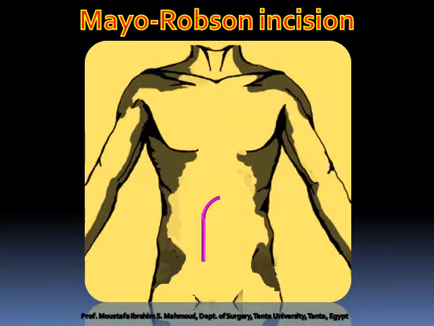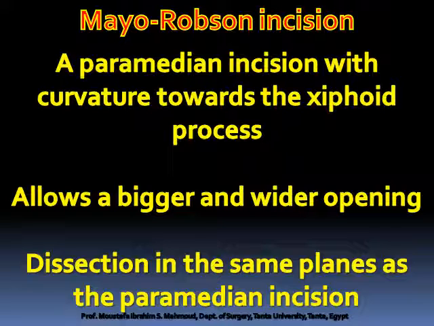Mayo-Robson incision. It is a paramedian incision with curvature towards the xiphoid process. It allows a bigger and wider opening. Dissection is in the same plane as the paramedian incision.